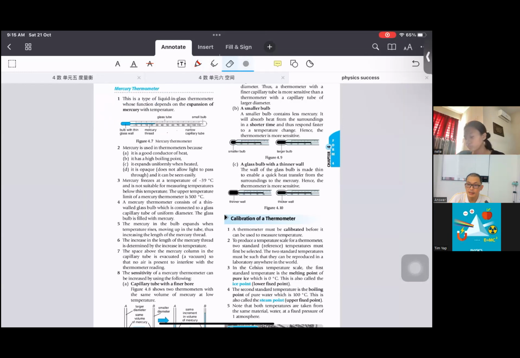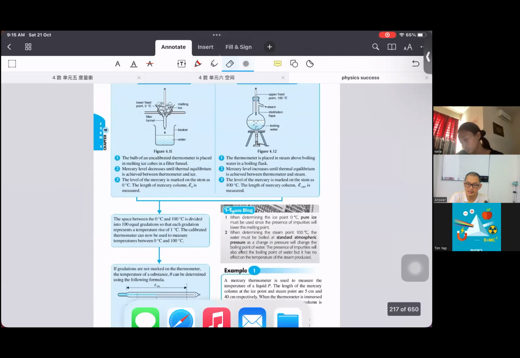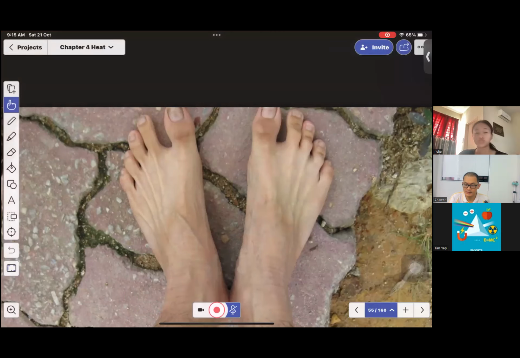All right. Okay, so far this part okay? If no problem, we move on to the second part, specific heat capacity.